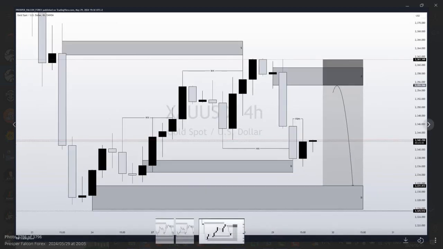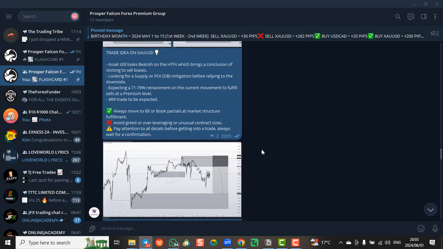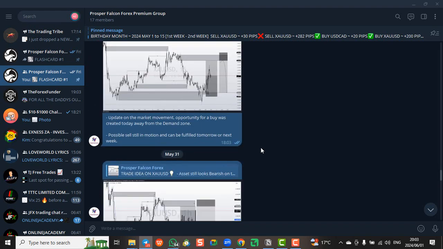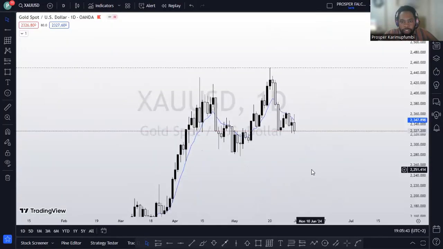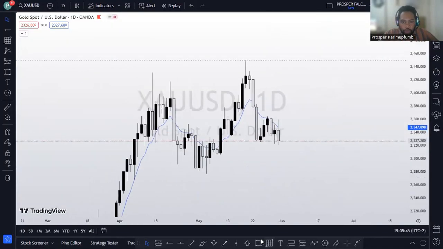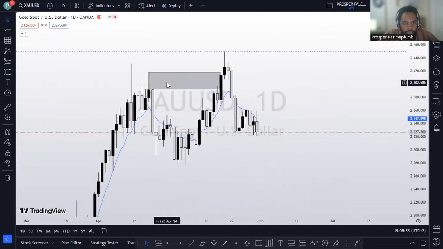So I'm just gonna remove everything here. Then we go to the higher time frame, right? We're just gonna go to the daily time frame and look at gold from the bigger picture, right? So if you can see with what was actually happening here on gold, this is the time where I actually spotted a demand on the daily time frame.